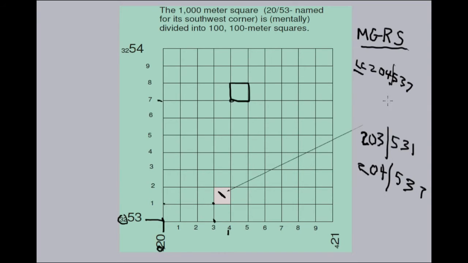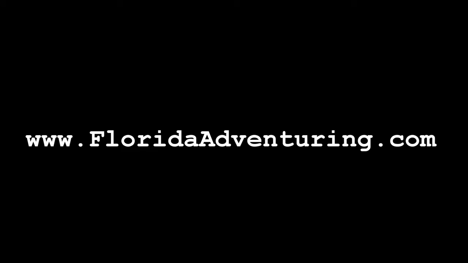But that's the military grid reference system. Most GPSs use that. Actually, I like it. I find it a lot easier, but just wanted to introduce that here. And if you understand the UTM system, you have 90% of the military system down.